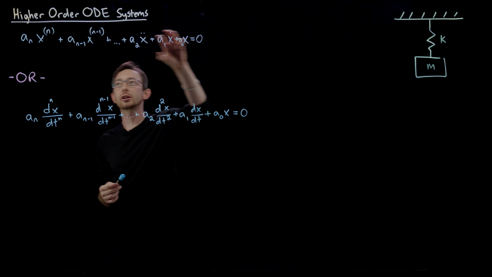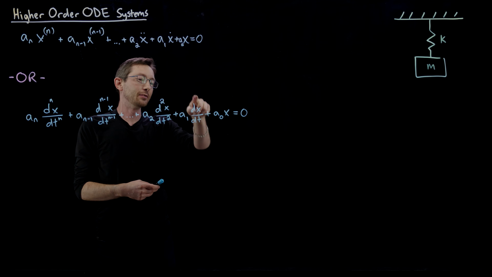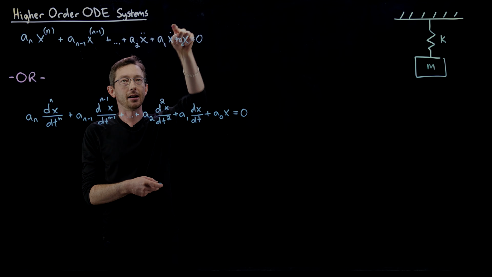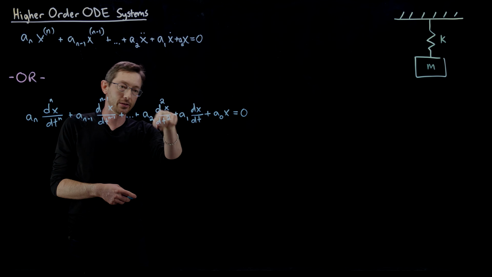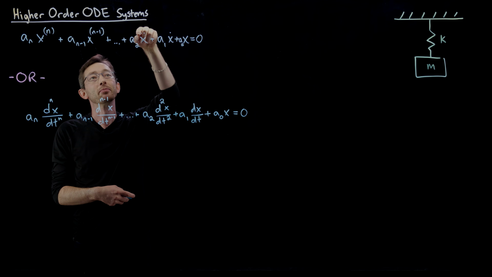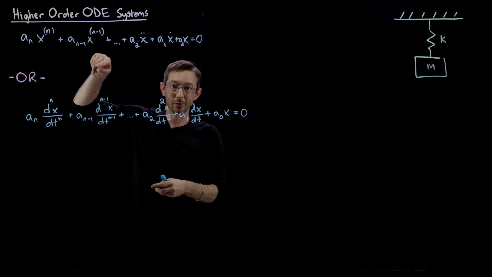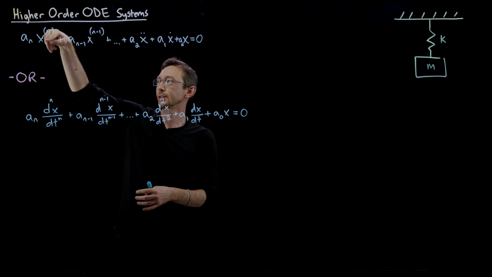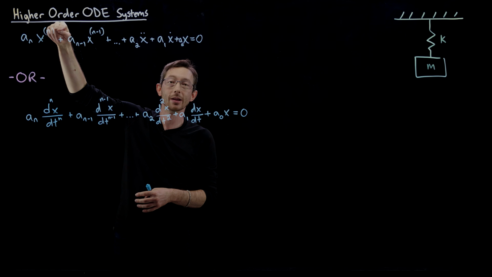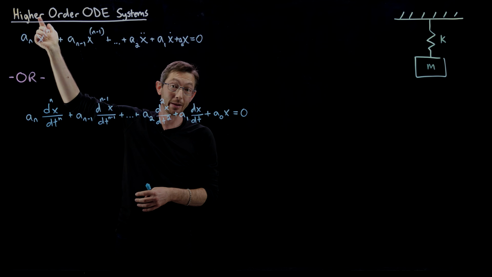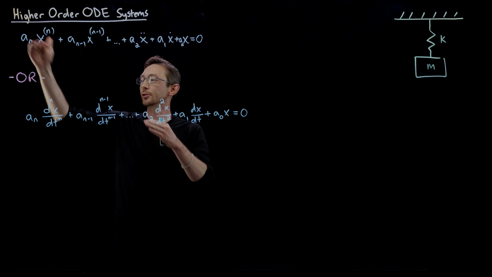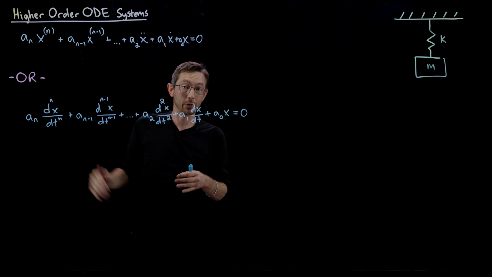So this is an alternative shorthand where instead of dx/dt, I write x dot. And instead of d²x/dt² for the second derivative, I write x double dot. And x triple dot would be the third derivative. And once I can't write n dots, I just say x to the power parentheses n. This just means n time derivatives of x. So these are just two different ways of writing this higher order system.